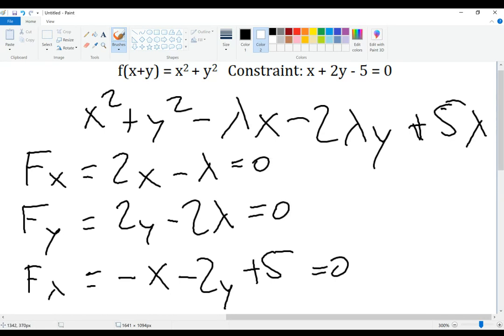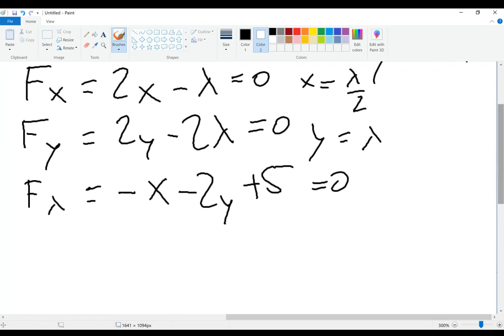And let's quickly figure out what x is. So if we solve for x, we're going to subtract lambda over to the other side and then divide by 2. So x is going to be lambda over 2. Y is going to equal, since we're subtracting negative 2 lambda over and then dividing by 2, just lambda. The 2's cancel out. So with these two, we're going to plug these x and y into the lambda partial. So we're going to get negative lambda over 2 minus 2 lambda plus 5 equals 0.